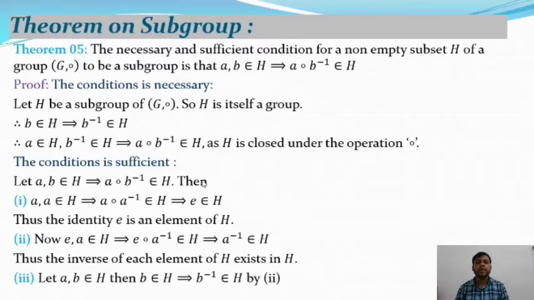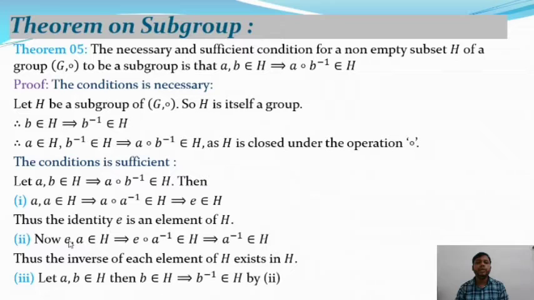So from the above condition, let A, A belong to H, where A is any element in H. Then applying the above theorem, A composition A inverse also belongs to H, where B is equal to A inverse. So A composition A inverse belongs to H, and this implies E belongs to H, and A composition A inverse is equal to E, you know that. Thus the identity element E is an element of H, that is, the identity property is satisfied.